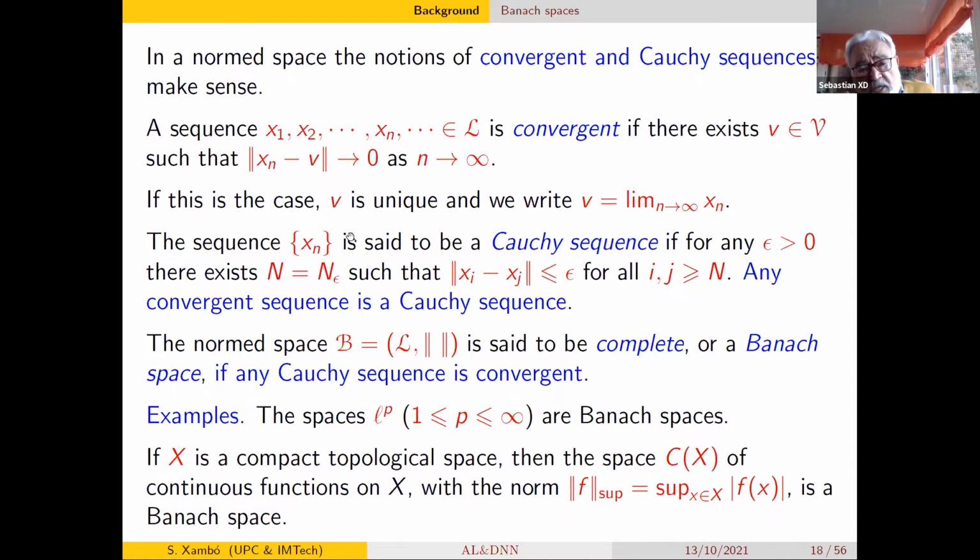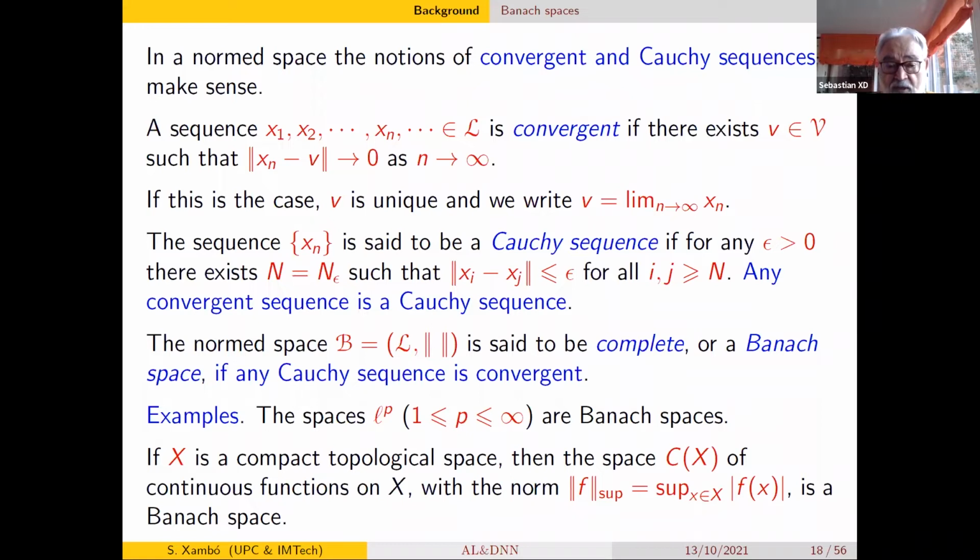On the other hand, a sequence x_n is said to be a Cauchy sequence if for any positive epsilon there is a natural number N, which will depend on epsilon, such that the norm of the difference x_i minus x_j is less than or equal to epsilon for all i and j beyond N. Well, any convergent sequence is clearly a Cauchy sequence. It can be seen easily. Now, the normed space B equals L with the norm is said to be complete, or a Banach space, if any Cauchy sequence is convergent.